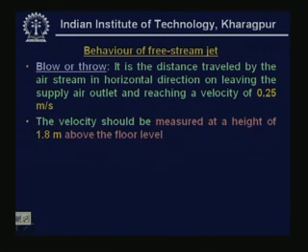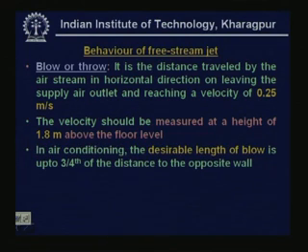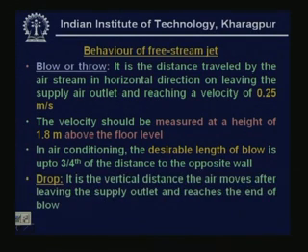The velocity should be measured at a height of 1.8 meter above the floor level, that means just at the upper boundary of your occupied zone. In air conditioning, the desirable length of blow is up to 3/4 of the distance to the opposite wall. This is as far as blow or throw is concerned. Then comes drop. Drop is the vertical distance the air moves after leaving the supply outlet and reaches the end of the blow. Okay, this is the definition of drop.